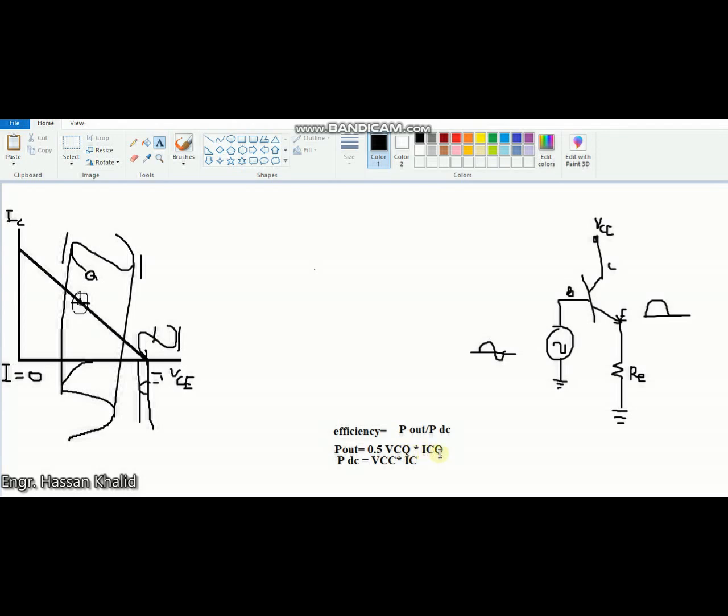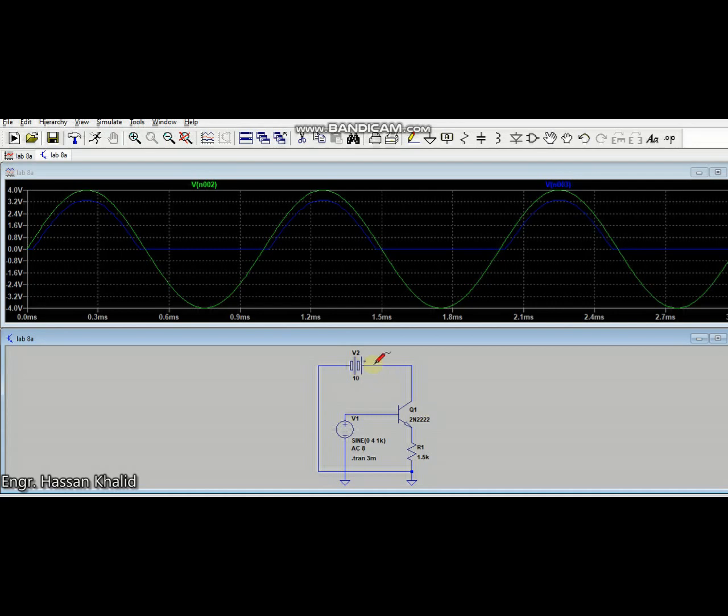That is, the VCQ is the collector voltage at the Q point. Since we have already discussed that the VCQ is this point, which is equal to that of the VCC voltage. Now in our circuit we have 10 volt DC, so VCQ will also be equal to the 10 volts.